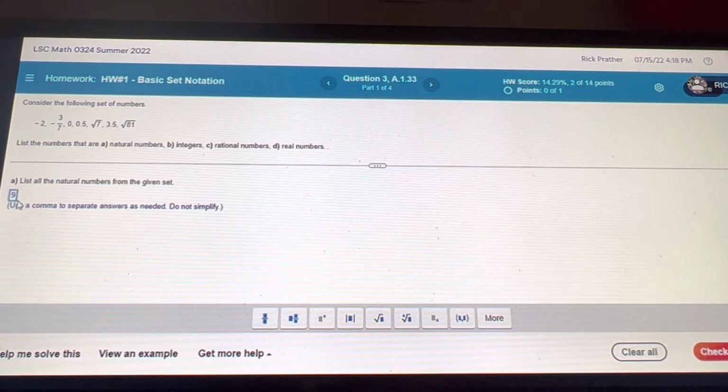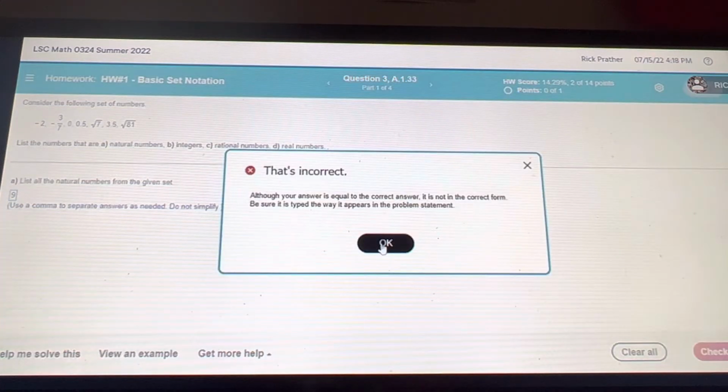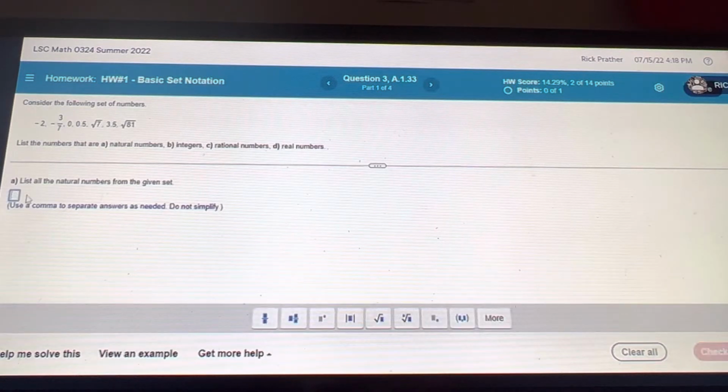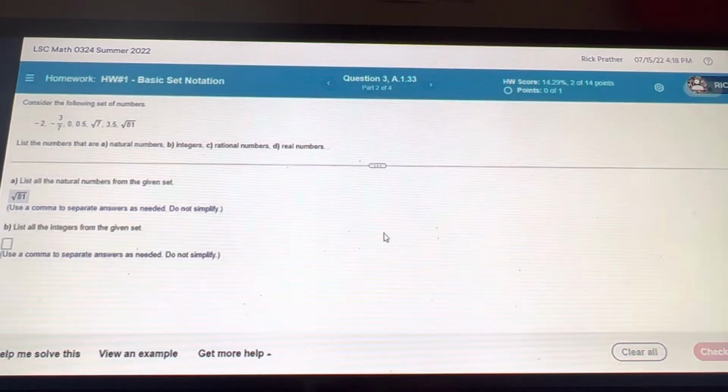Sometimes you're not quite sure how they want the answer, and then you can check it, and if they say it's wrong, okay, see how it says, although your answer is equal to the correct answer, it's not in the correct form. That's because they wanted me to literally write what was given to me, even though we normally simplify things. Sometimes you don't know what format they want, and you just got to get it wrong. But that's the nice thing, is if you get something wrong, except in the real short answer ones, you get multiple attempts to get them right. So that's the only natural number, because nothing else is a positive integer. Nothing else is a positive exact number.